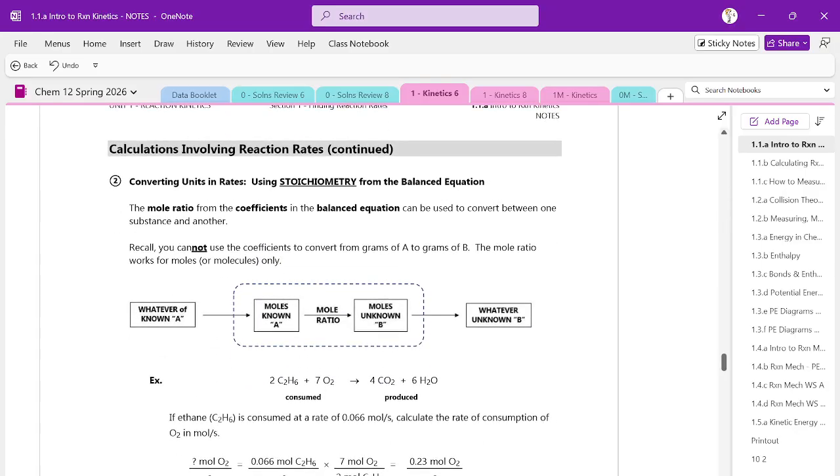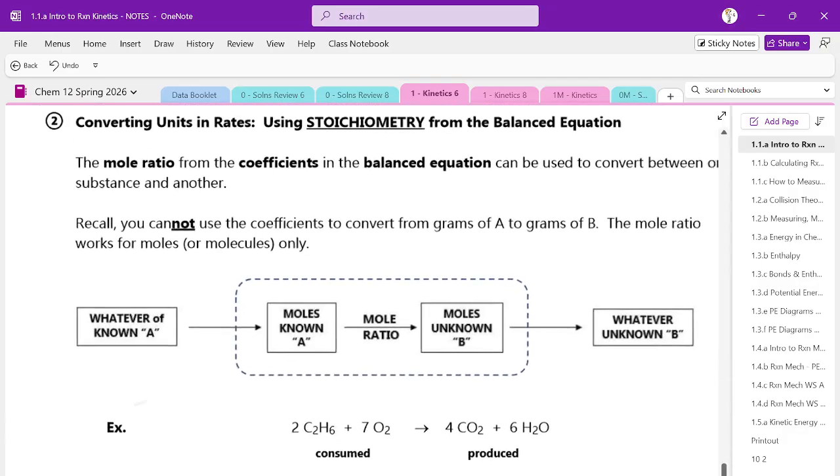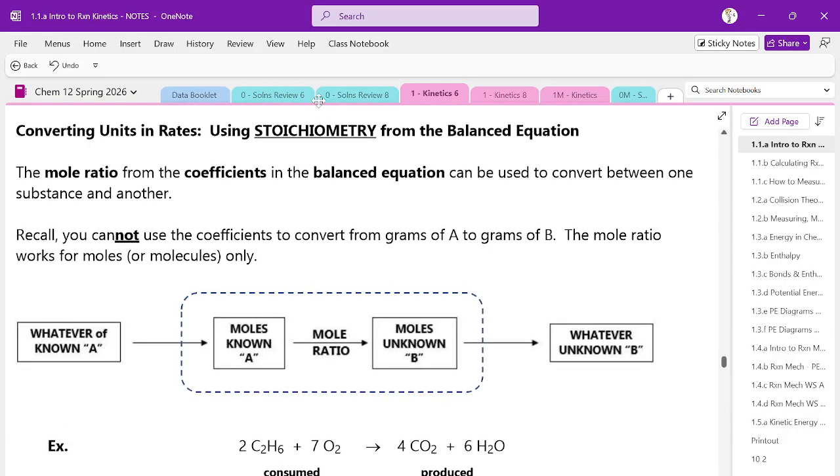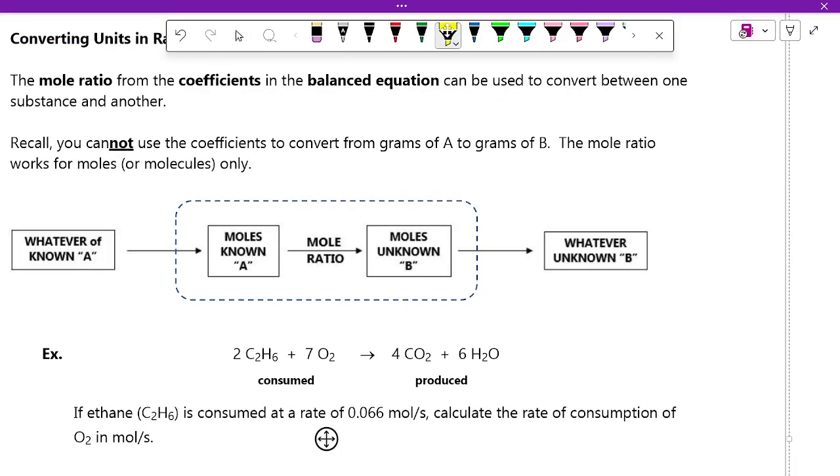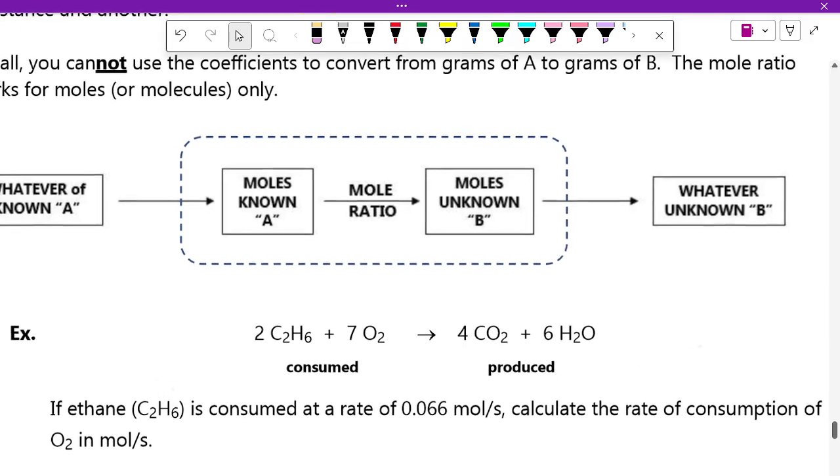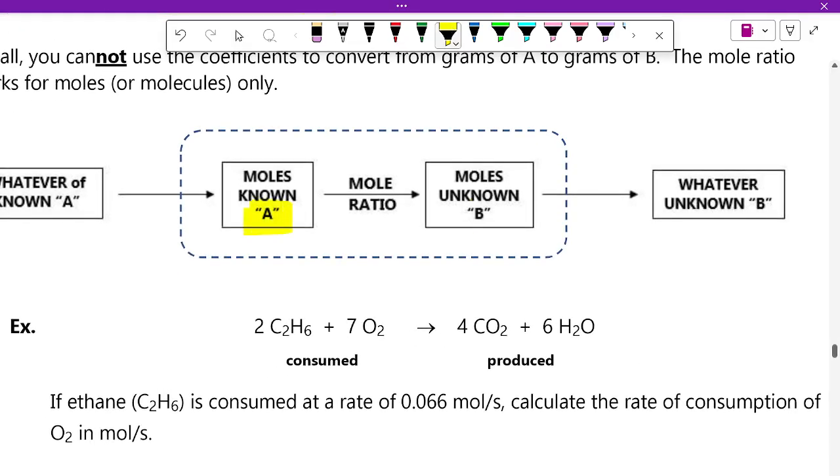Reaction rate using stoichiometry. How do we feel about stoichiometry? Do we remember what it is? It is using the coefficients from the balanced equation. You're converting from the moles of substance A to the moles of substance B. In order to do that, you use the mole ratio, which you find from the coefficients of the balanced reaction.